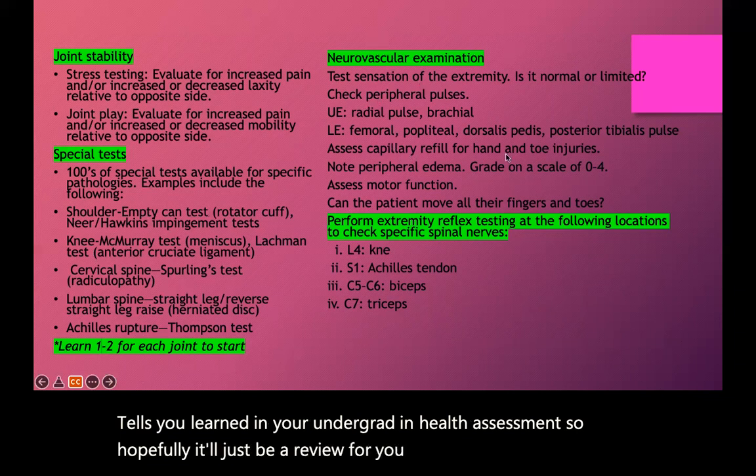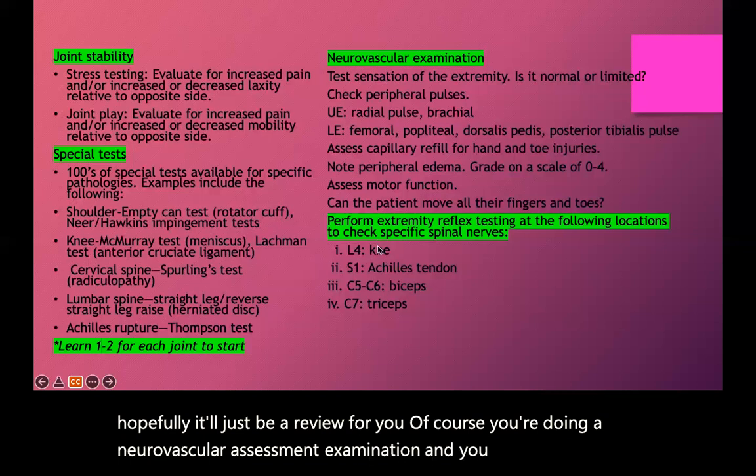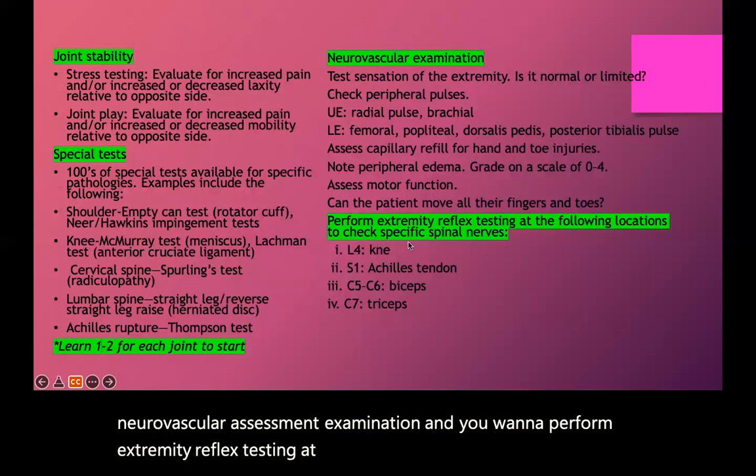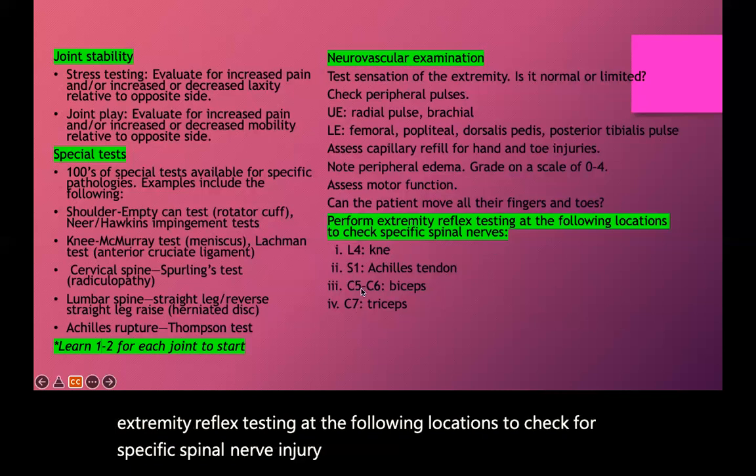Of course, you're doing a neurovascular assessment examination, and you want to perform extremity reflex testing at the following locations to check for specific spinal nerve injury. So L4, S1, C5 to C6, and C7 in your triceps.